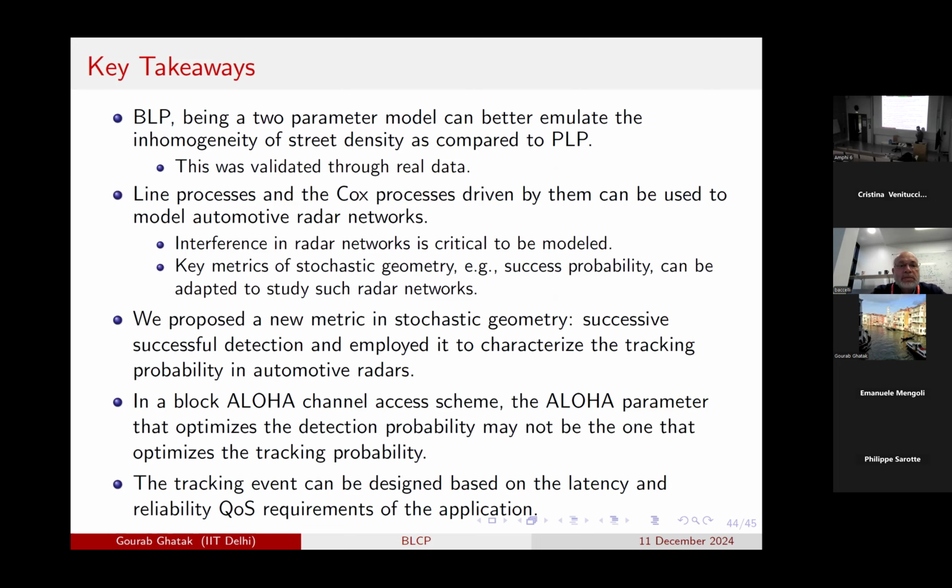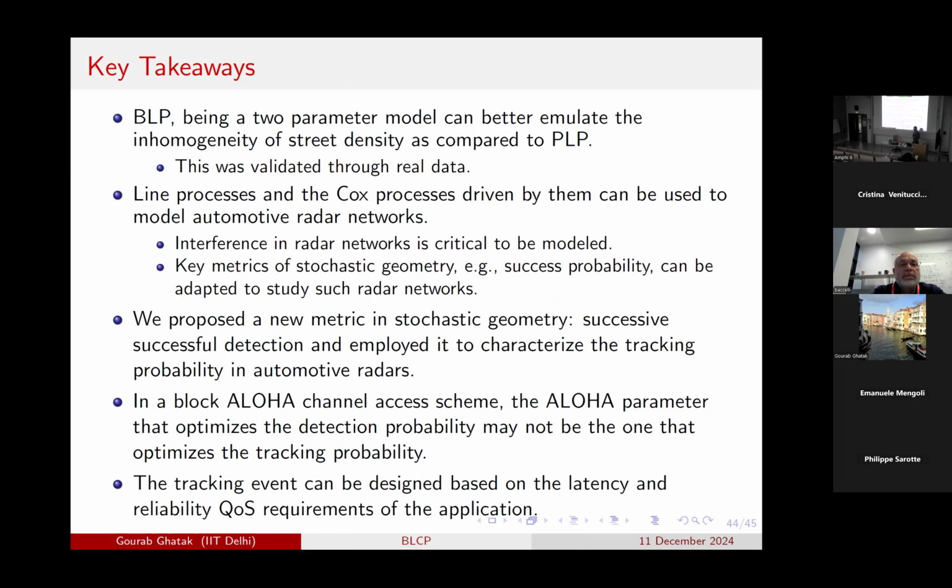The line processes and Cox processes driven by them can be used to model automotive radar networks. We saw how interference is critical to be modeled. This was experimentally proven. Then we modeled it and saw that the impact of interference can be taken into account on the basis of where you are, where your intersection is, and where the interfering vehicles are located.